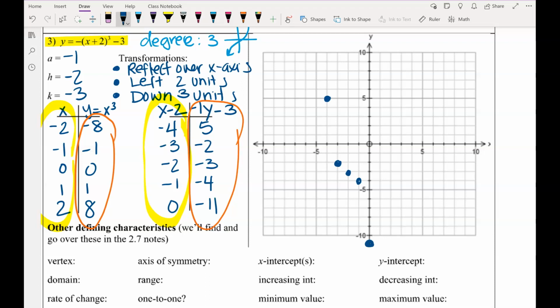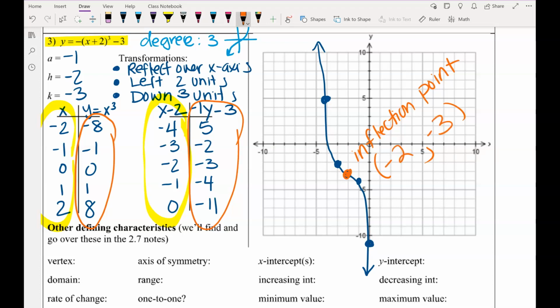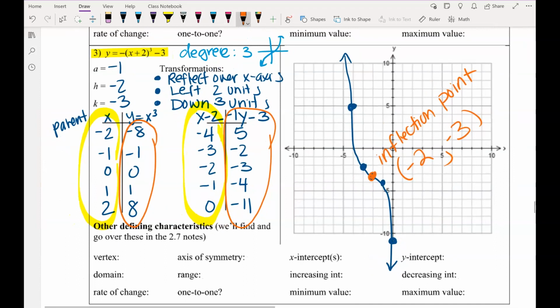That's a bit off the grid, and that's okay. Make it nice and smooth. All right, inflection point. Okay, this is inflection point right there. Remember, inflection point is always h comma k. In this case, Emma, what would that be? -2, -3. Perfect. And I believe we are done with 2.6.